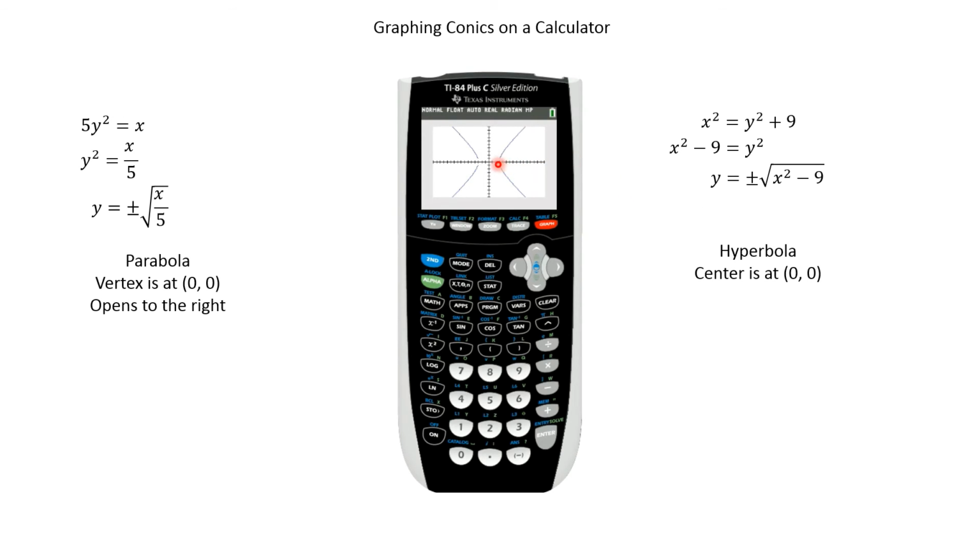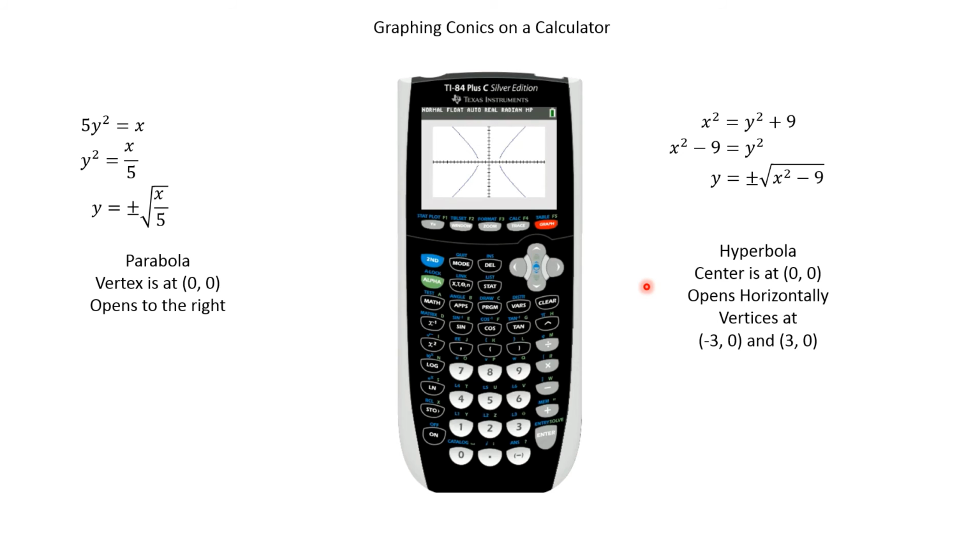And it has vertices. That would be these points, just like where the parabolas would be. Looks like 0, 3, or 3, 0, and negative 3, 0. And it opens horizontally instead of vertically, because this could open vertically as well. And it would just be opening up and down. So that's how we would graph the different conics on the calculator, and they're all the same.